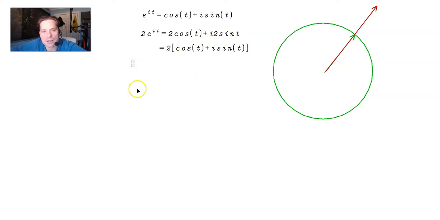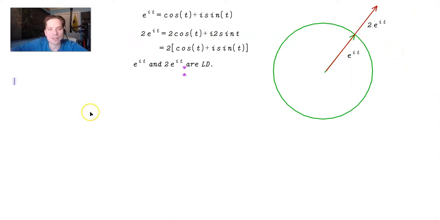That means e^(it) and 2e^(it) are linearly dependent. LD, linearly dependent. So again, let me stress, this is e^(it). This is 2e^(it).